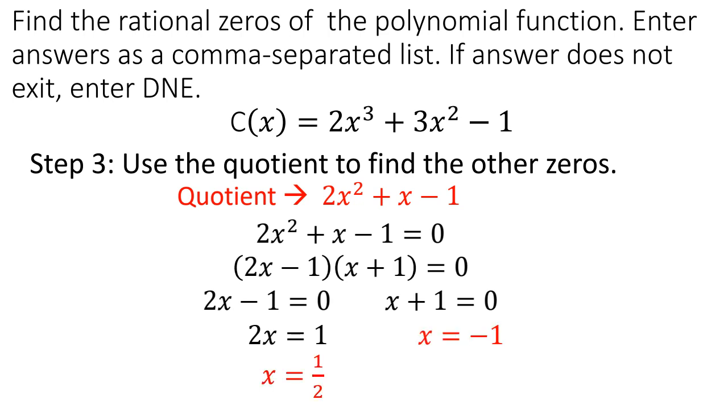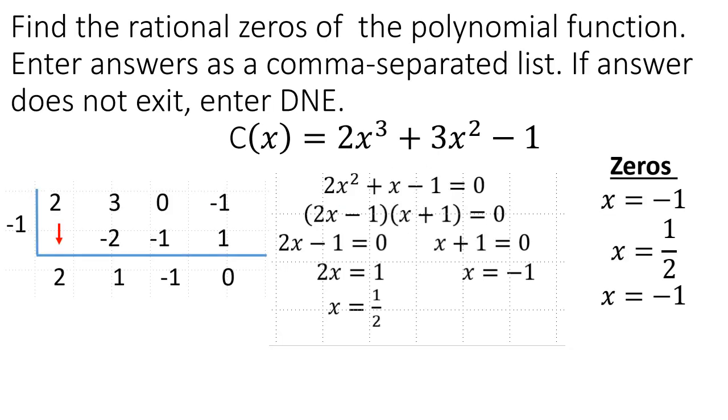Yes, so those are my 3 zeros, right? I have a -1 and a -1 and a 1/2. So what does that mean? I have 2 answers for the -1, right? So that means that my graph will touch at that point. It's not going to cross the axis, it's just going to touch. So again, -1 has a multiplicity of 2. Okay? So keep on reviewing the multiplicity.